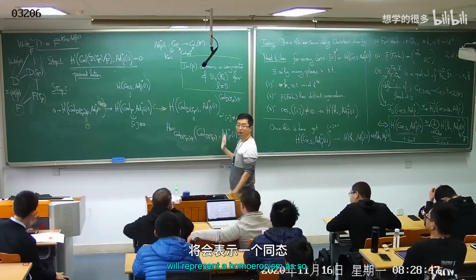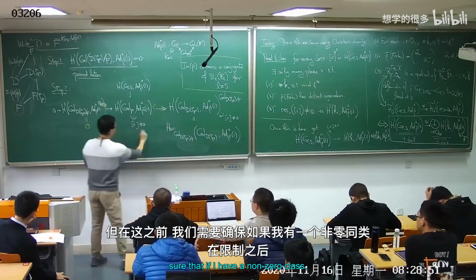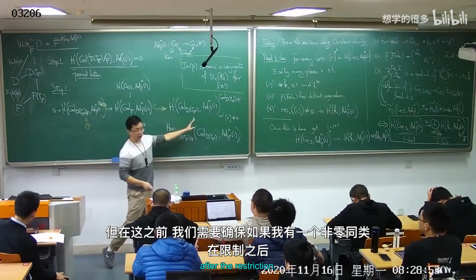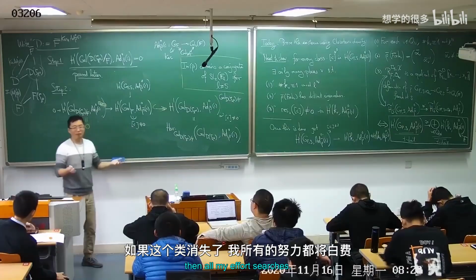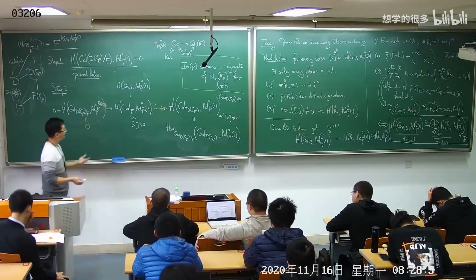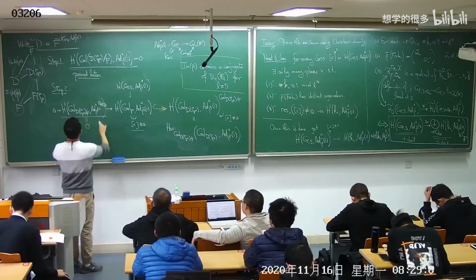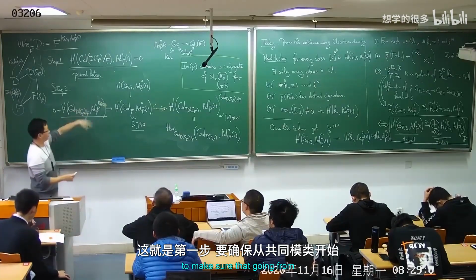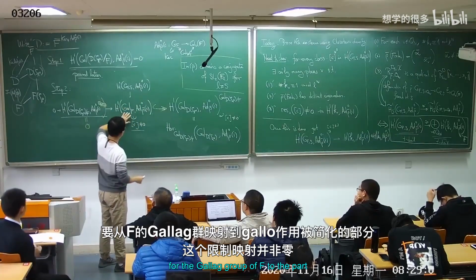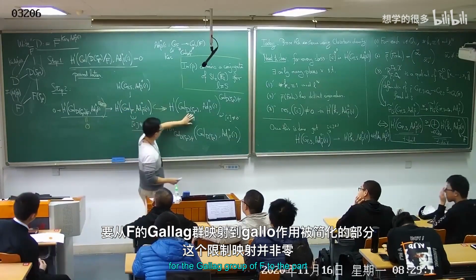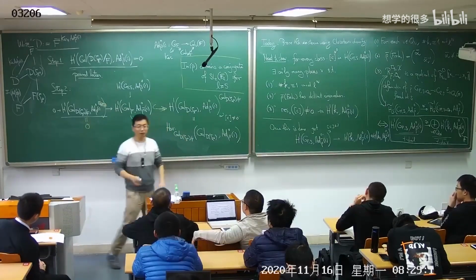But before doing that, we have to make sure that if I have a non-zero class, after the restriction I still get a non-zero class. If the class dies, then all my efforts just vanish. So I have to make sure this is not 0. So that's what step 1 is: to make sure that going from the cohomology class for the Galois group of F to the part where the Galois action is trivialized, this restriction map is not zero.